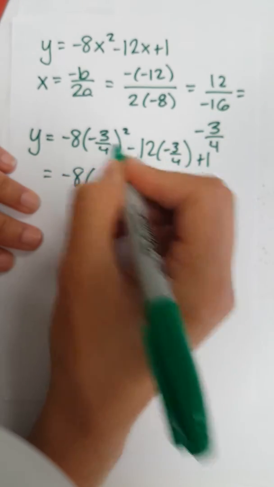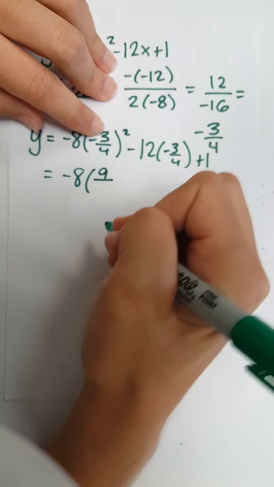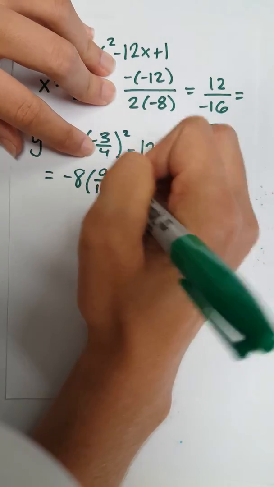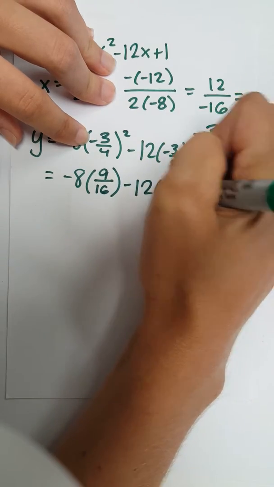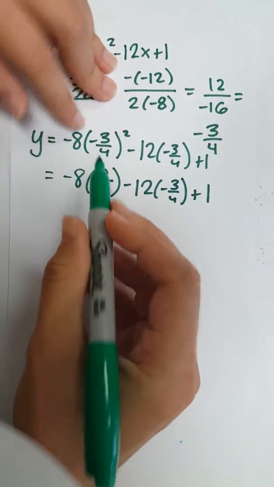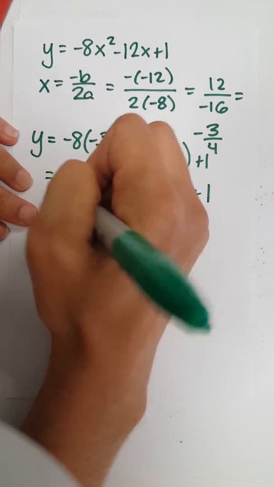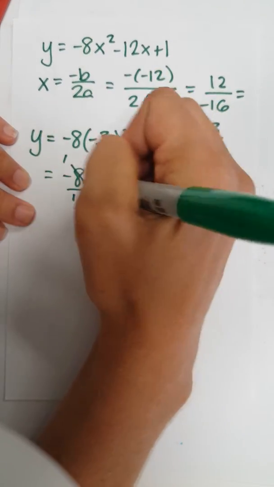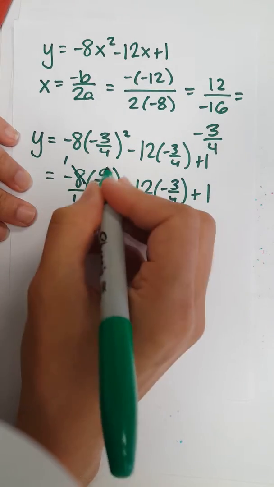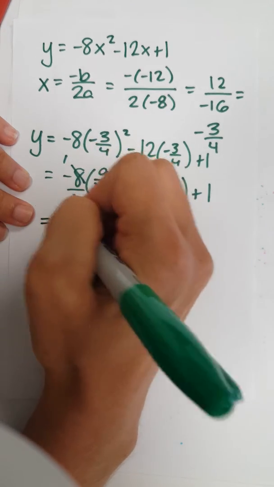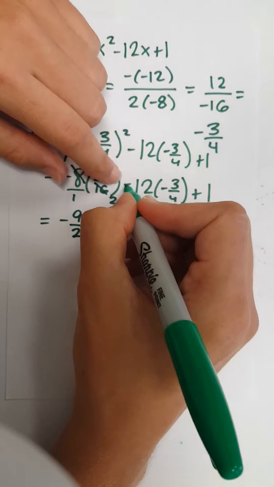Negative 8 times negative 3/4 times negative 3/4. Well, what's 3 squared? 9. What's 4 squared? 16. Okay, and a negative times a negative is going to be a positive. So that just stays, that becomes positive. Okay, now you know how to multiply these guys. Technically this is over 1, so this becomes 1, this becomes 2. So now we have negative 1 over 1 times 9 over 2, which is going to give us negative 9 over 2.